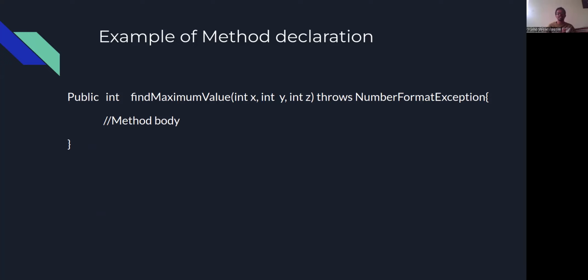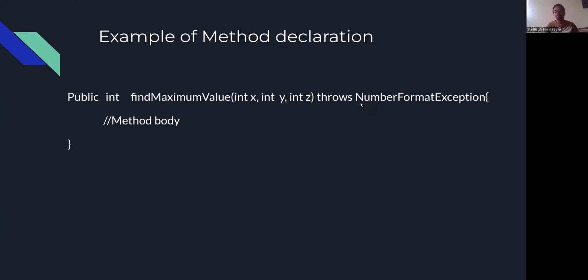Example of method declaration. Let me show you one example. You see, this public is the access modifier, followed by int, which is the data type. Java has its own data types. This one, find maximum value, is the name of the method, followed by arguments. Here we have 3 arguments. As I told you, every argument in Java is preceded with the data type. For example, variable x is type int, y is int, and z is int.